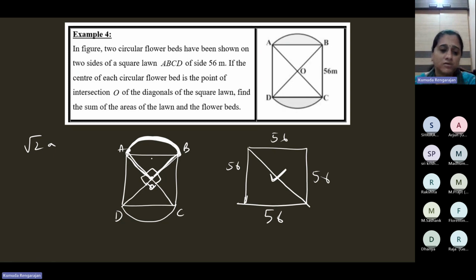Whenever it's a right triangle, the sides containing the right angle are taken as the base and height. So OD is the base, AO is the height. That's a radius only, which we already have. Base and height we have, 28 root 2. So we can find half base into height: half into 28 root 2 into 28 root 2 will give us the area of the triangle.